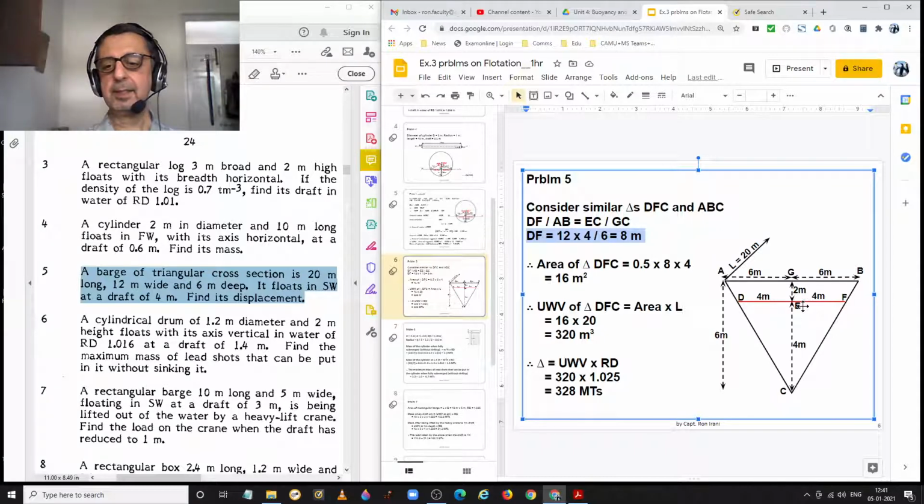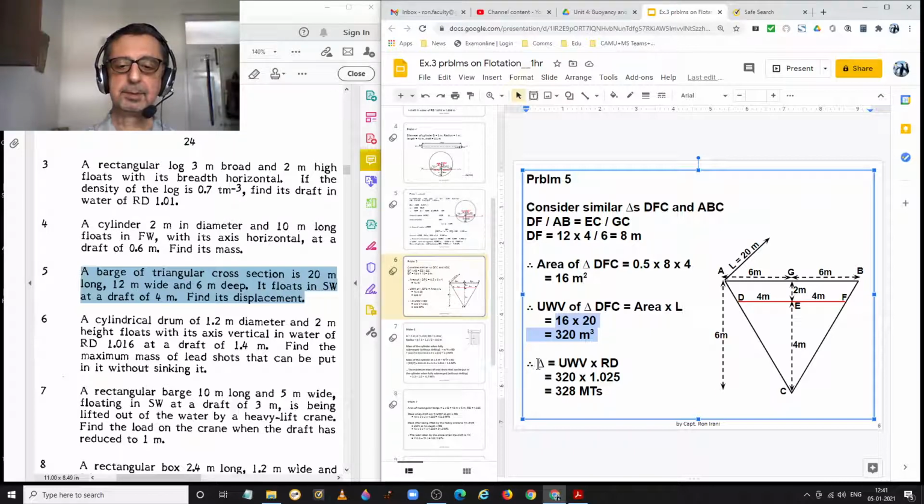Area of the triangle DFC is equal to half base into height. Half multiplied by the base, that is 8 meters, which we have just calculated, and the height equal to 4 meters as I explained earlier, giving us an area of 16 square meters. To find the underwater volume, we multiply this area of triangle DFC with the length of the barge. So 16 into 20, which is the length of the barge, gives us an underwater volume equal to 320 cubic meters.